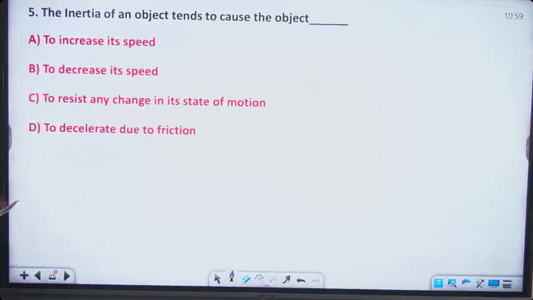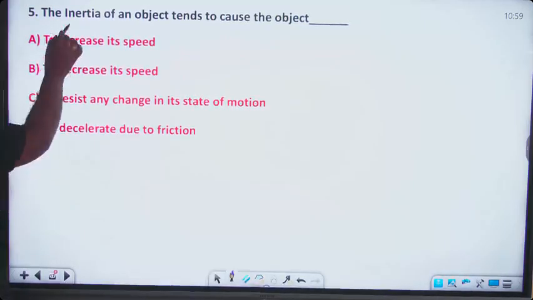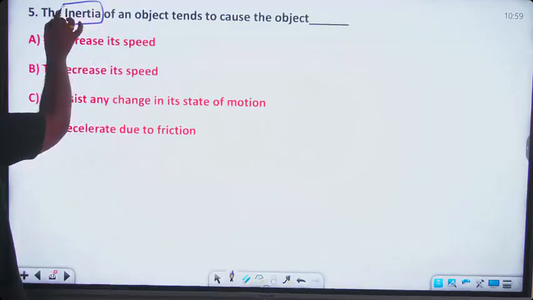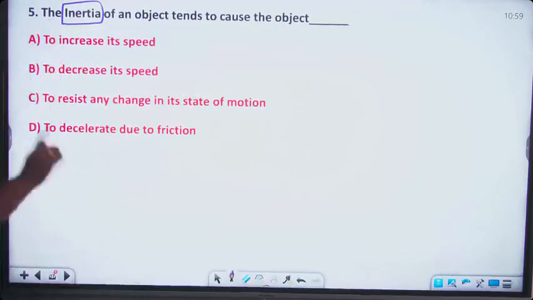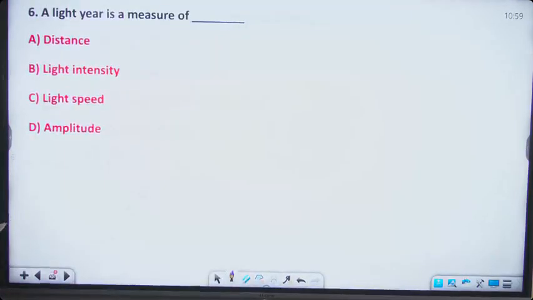The inertia of an object tends to cause the object to increase the speed, to decrease the speed, or else to resist any change in the state of motion. సో ఇనర్షియా అని అన్నప్పుడు ఒక ఆబ్జెక్ట్ యొక్క పొజిషన్లో లేదా మూమెంట్లో లేదా డైరెక్షన్లో చేంజ్‌ని రెసిస్ట్ చేసేది, to resist any change in the state of its motion. Then light year is a measure of distance.